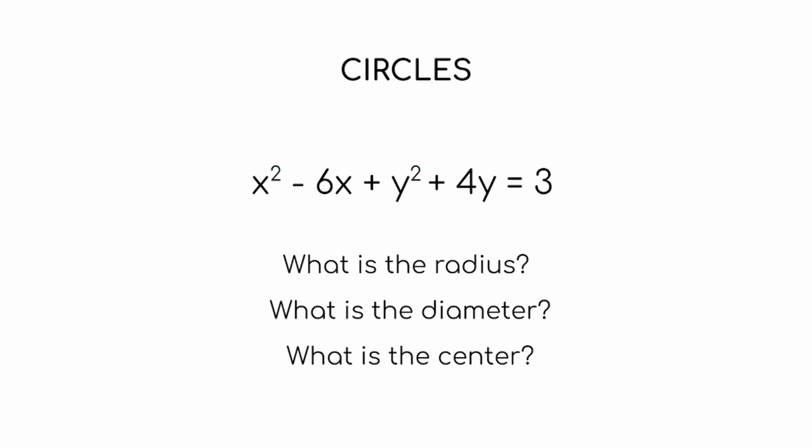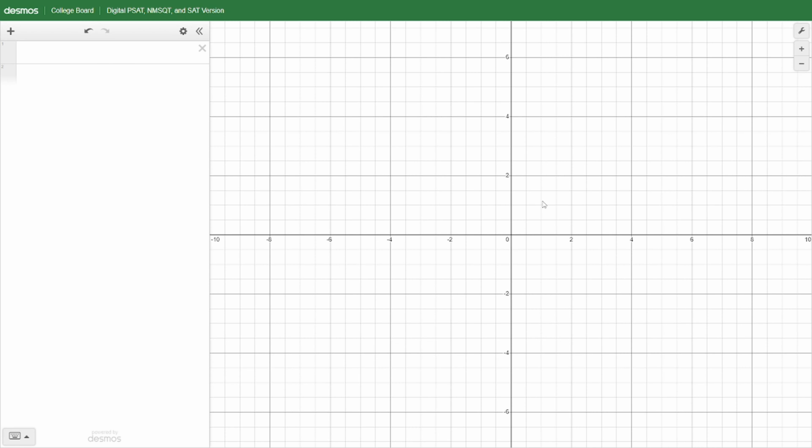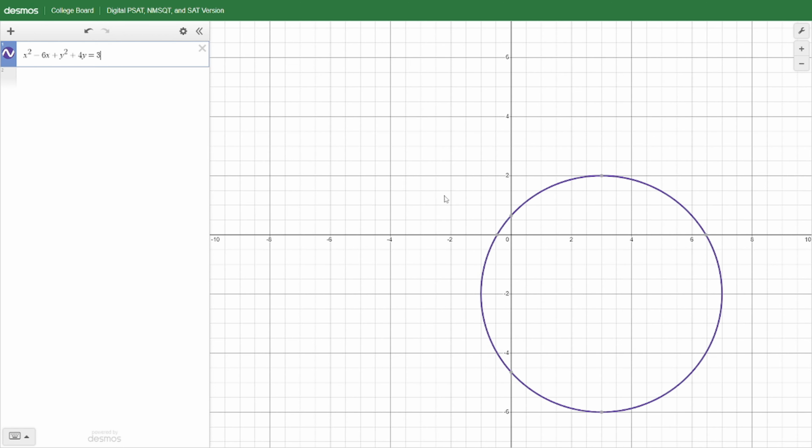Then, here's a harder example because it's not in that standard form equation of a circle. So let me show you how to do this in Desmos. Alright, here I am on Desmos. And the first thing you're going to do is type in that equation. So here I just copy and paste it for time's sake.